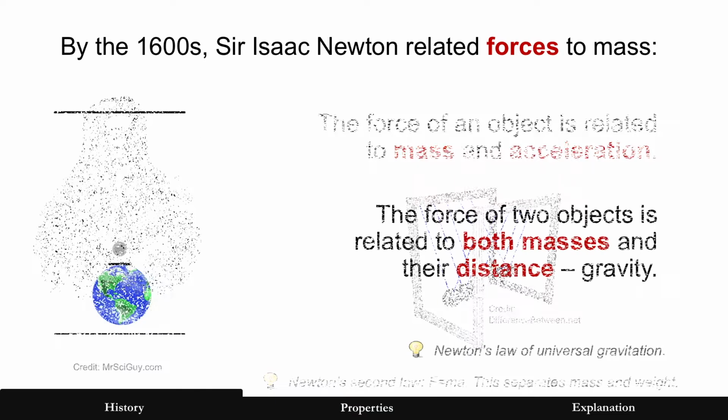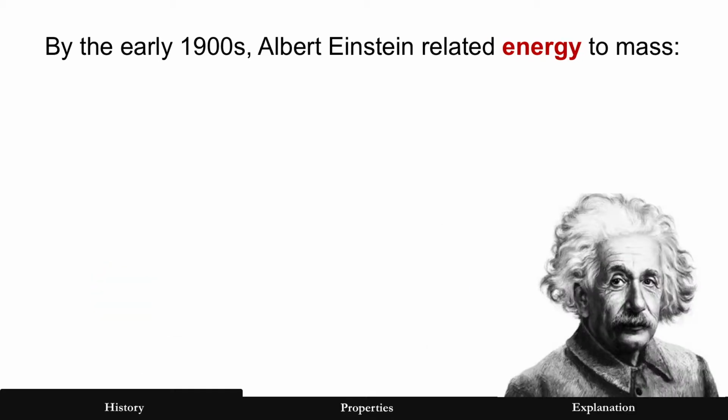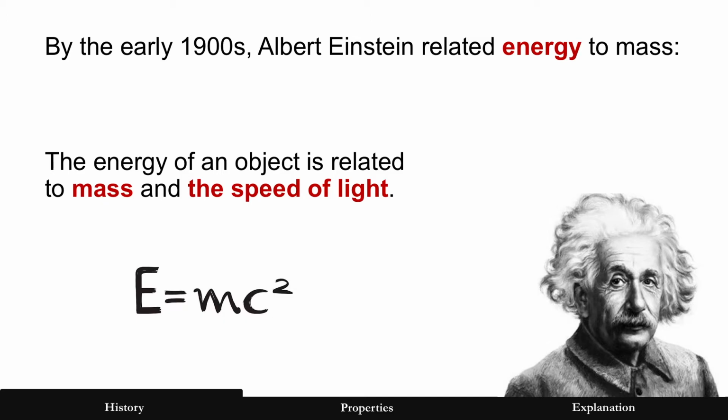But Newton also had another very important discovery relating the force of two objects. Two objects are related by both of their masses and also their distance, and that's the force of gravity. By the 1900s, Albert Einstein related energy to mass. And I think everyone knows this equation.